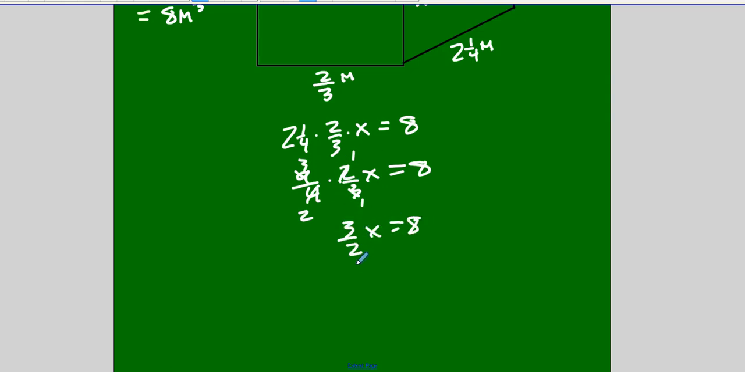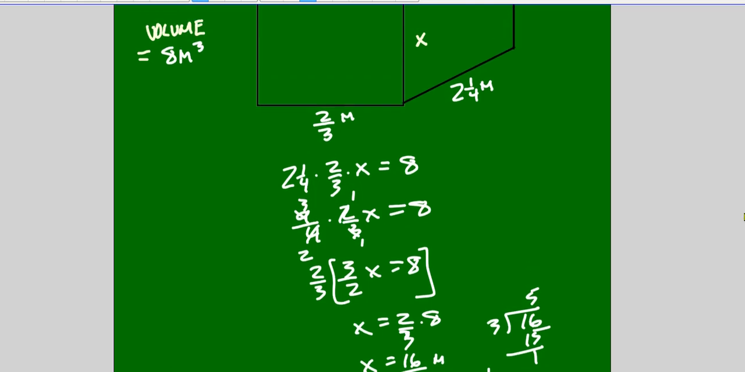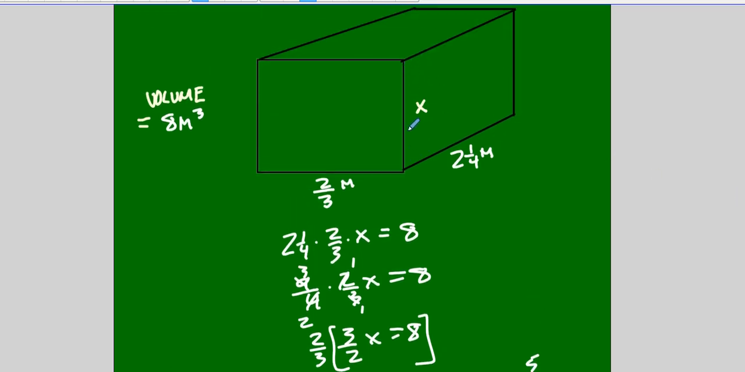So I'm going to divide by 3/2, but that's the same as multiplying by 2/3. So now this is 1, so I get x equals 2/3 times 8, and that's a 3 there, so I get x is 16/3 meters. As a mixed number, 3 goes into 16, 5 times, 5 times 3 is 15, subtract, that's 1. So as a mixed number, that's 5 1/3 meters high. The unknown is x, that's the height, is 5 1/3 meters.